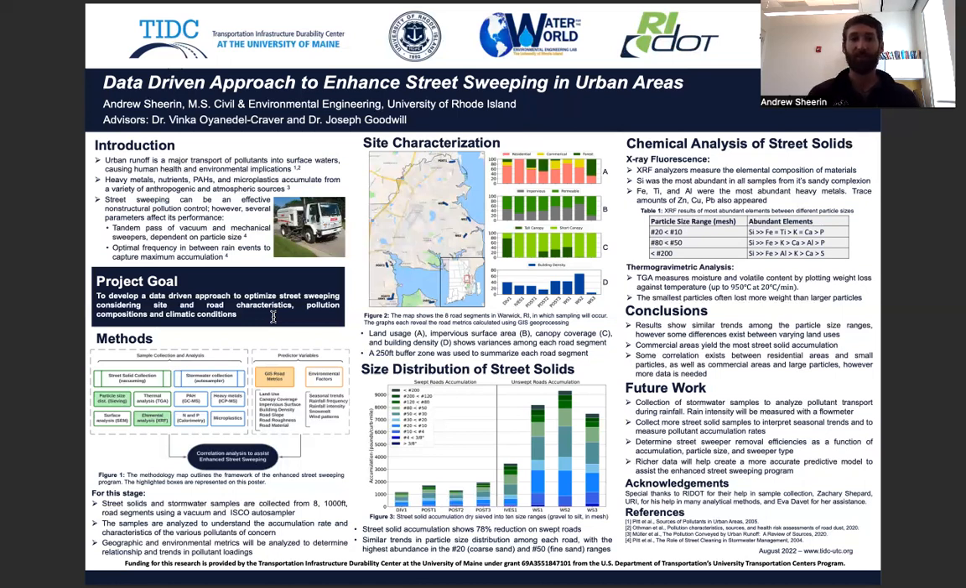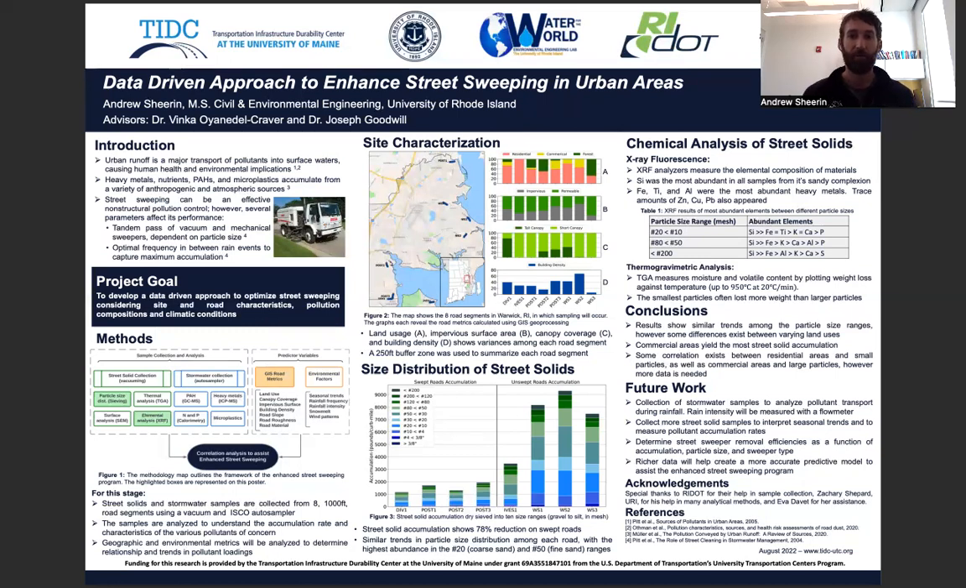And so the goal of this study is to develop an optimal street sweeping model that uses collected data on road characteristics, pollutant loadings, and climatic conditions. For the methods behind this study, we'll be collecting street solid and stormwater samples and conducting a variety of different physical and chemical analyses on them. We'll also be calculating certain metrics that summarize the area around a road, such as land use, canopy coverage, impervious surface area, and road quality. And the idea is to figure out relationships between these metrics and our pollutant loadings, which will serve as a framework for deciding when and where to sweep.